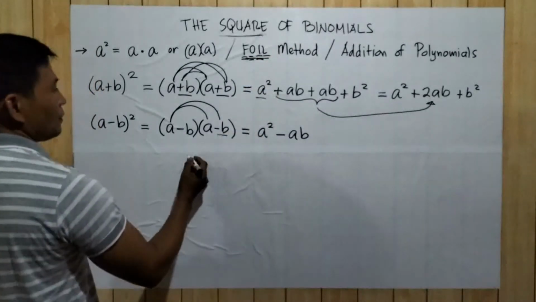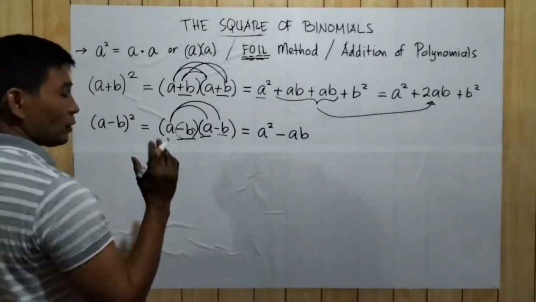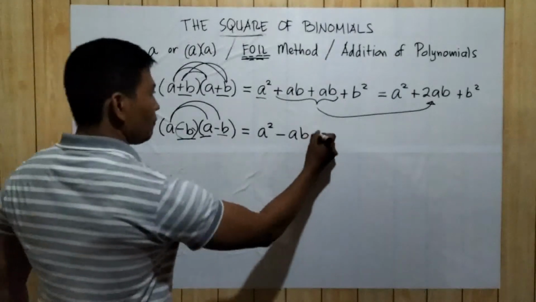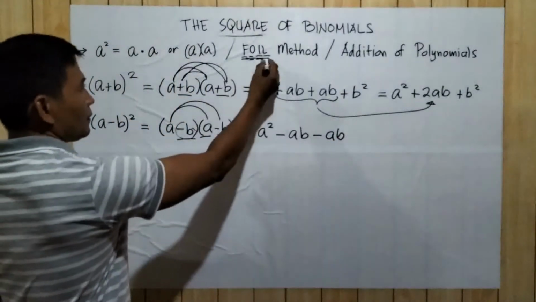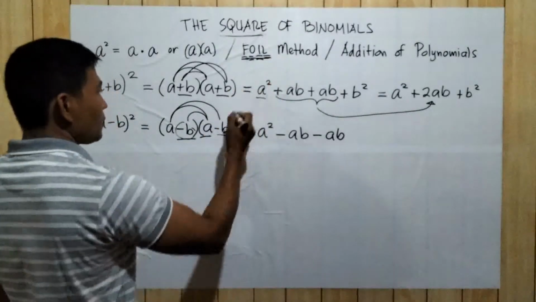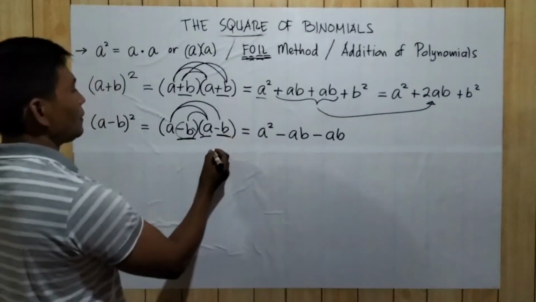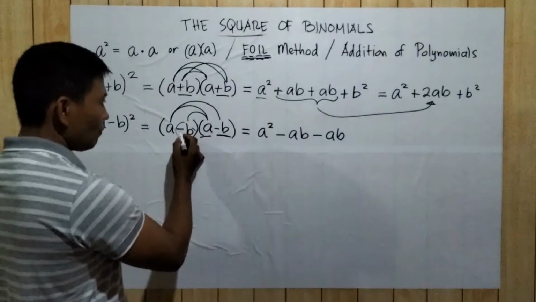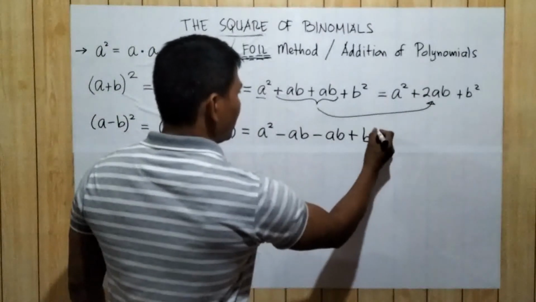Now, inner terms naman po tayo. We have negative b times positive a. We are multiplying two numbers with different signs. One is negative and one is positive. So we have negative ab. Okay, tapos na po tayo sa inner terms. Ngayon, meron po tayong para sa last terms ng ating mga binomials na to. We have negative b times negative b. So we are multiplying two numbers with same signs. So negative times negative, positive po yan. B times b, b squared.